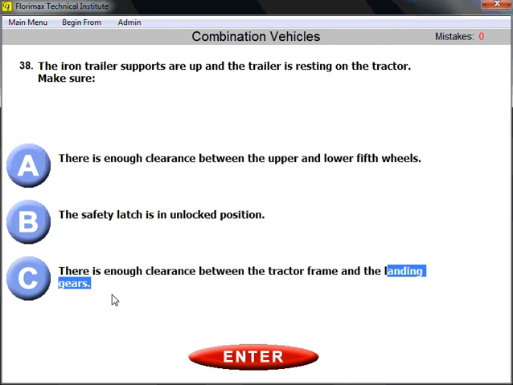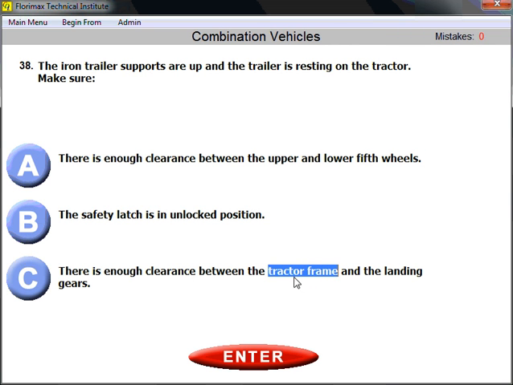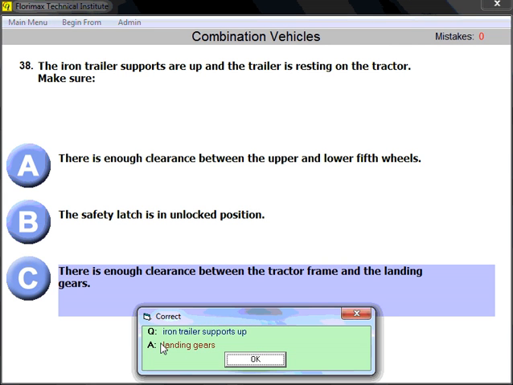Again, please be careful, read all of them. There is also enough clearance in this choice, but it's not correct, because enough clearance between the upper and lower fifth wheels means that something is wrong. There shouldn't be any space between them, right? So there should be enough clearance where? Between the tractor frame and the landing gears. That means that the coupling is right. Landing gears, that's where you need enough clearance, because if one of them is too close to the frame, that means the coupling is not correct.